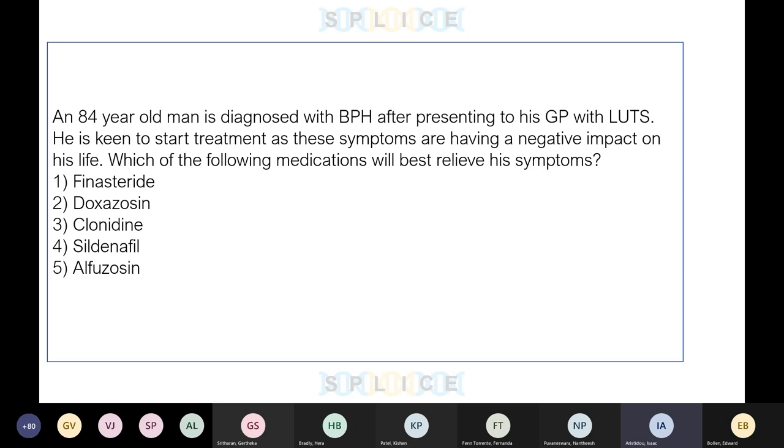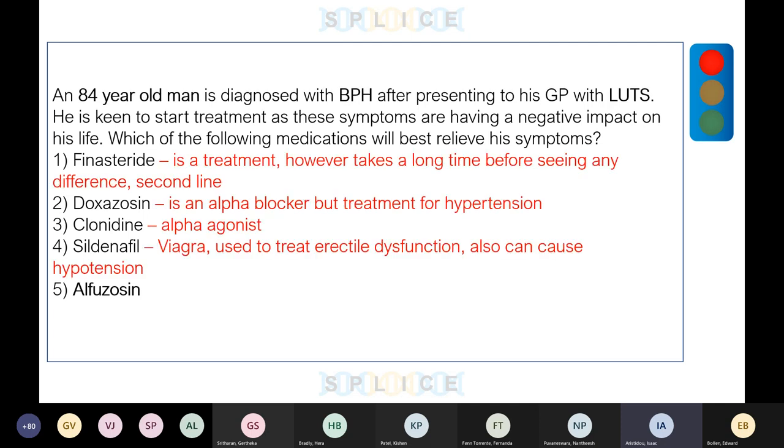But the answer to this question is the alpha-sozin. So it's another alpha blocker, basically. I was just trying to be tough for the sake of it. But finasteride you could use, but because he wants best relief of his symptoms, the alpha-sozin will be the one that does it quicker and will relieve his symptoms more promptly, is what I'm trying to emphasize. So yeah, as I was saying, it takes longer for finasteride. It's technically second line.